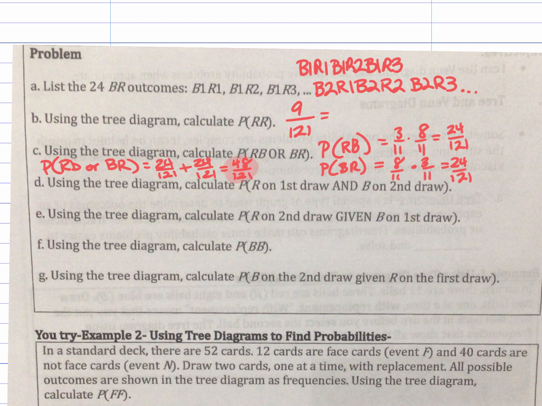Okay. Part D, using the tree diagram, calculate probability of R on the first draw and B on the second draw. Well, the probability of R on the first draw and B on the second draw is 3 out of 11 for R and then 8 out of 11. And we already know what that equals. That's 24 out of 121. We just did that.